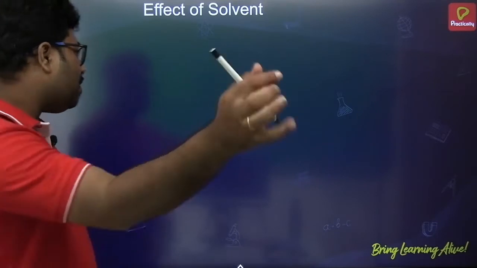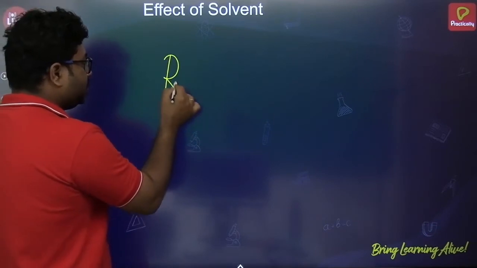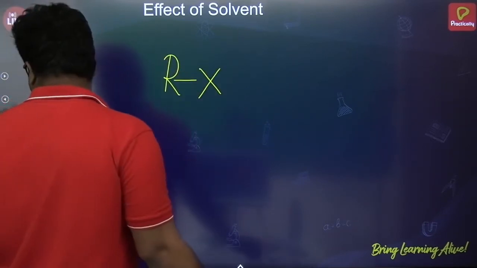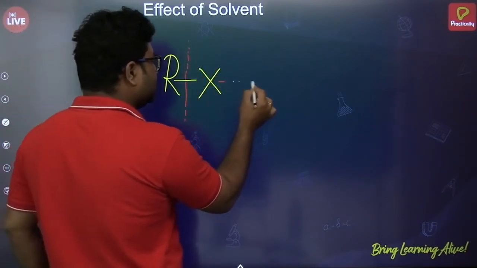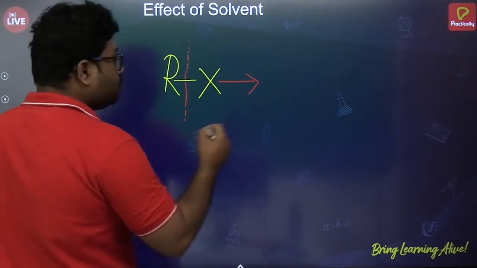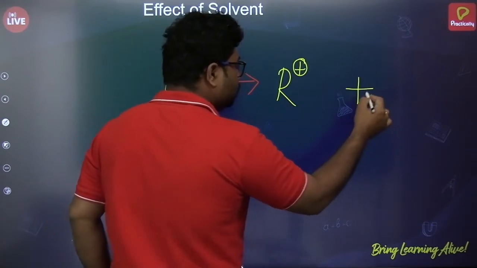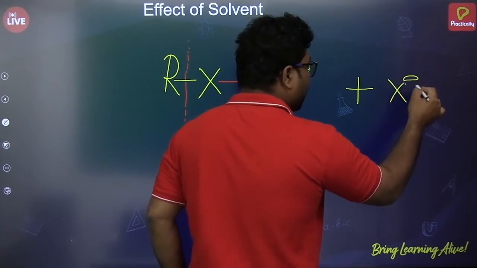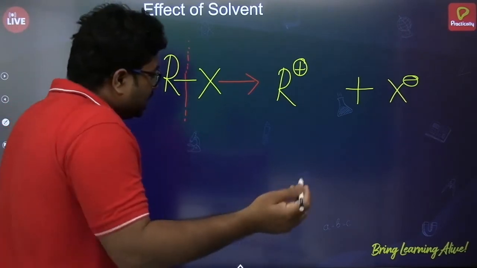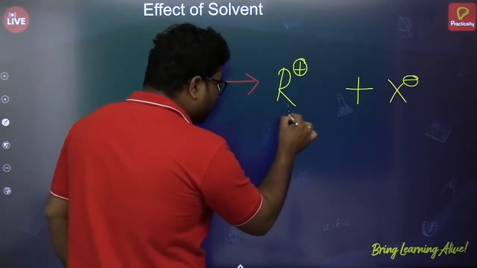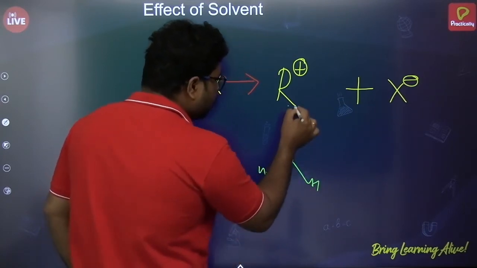So just now I told you that we had taken this as your substrate, and this is your nucleophile. Now what happened? This bond gets broken just like this, and it gives you this cation, and it gives you a leaving group. Now what does a polar solvent do here? Your polar solvent comes, for example water. Your water would be solvating your R plus through oxygen from all the sides.